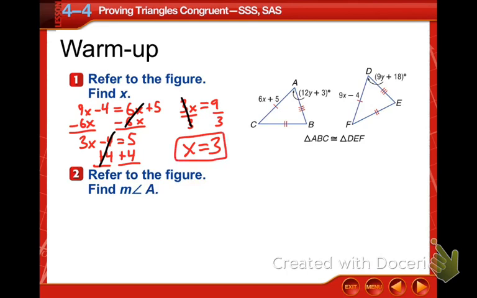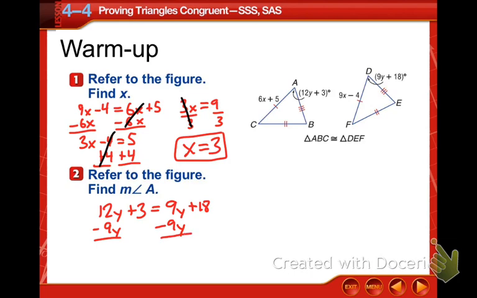For number 2, we need to find y, because the measure of angle A is 12y plus 3, and we want to know what it actually is. So angle A and angle D match up. They are congruent. So we just set those equal to each other. 12y plus 3 equal to 9y plus 18. Same process, just different numbers.